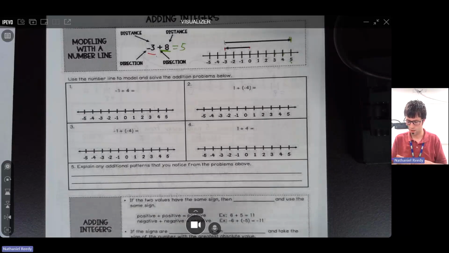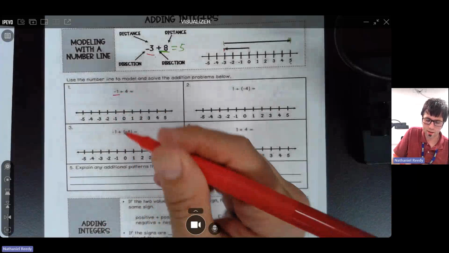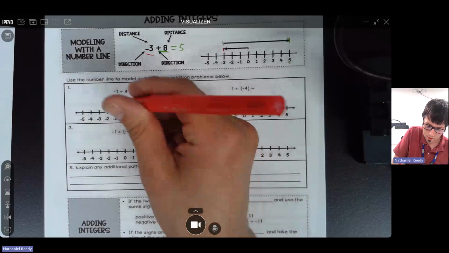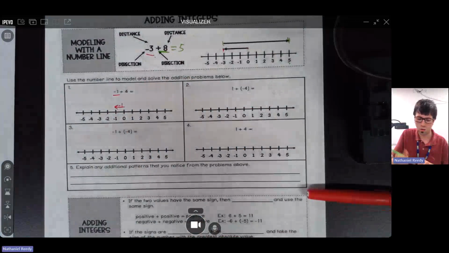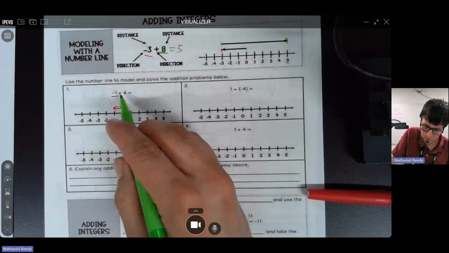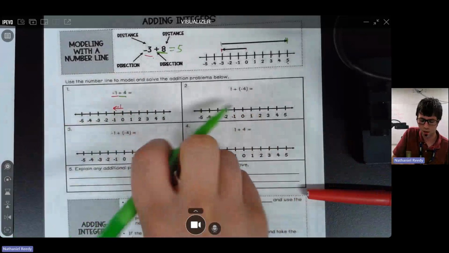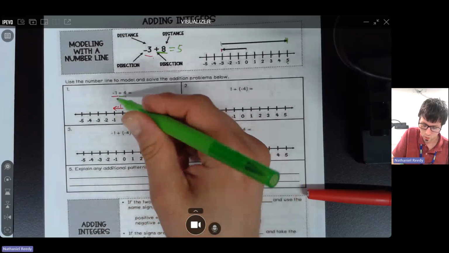So this first one says negative 1 plus 4. So that means I go back 1. Okay, that's negative 1. And then I go forward 4, because that's plus 4. Remember, negative is going left, positive is going right. So now I go 1, 2, 3, 4.